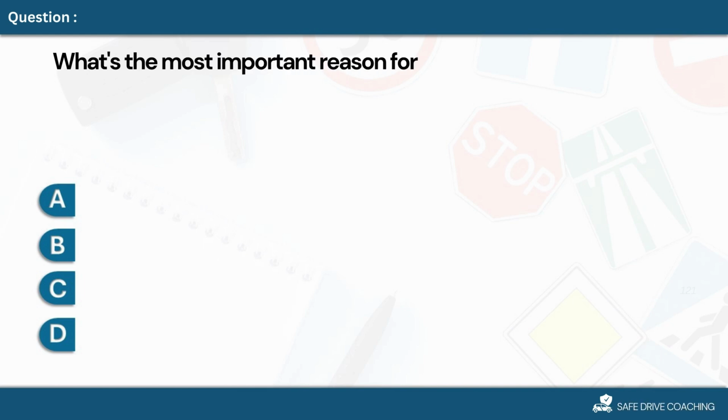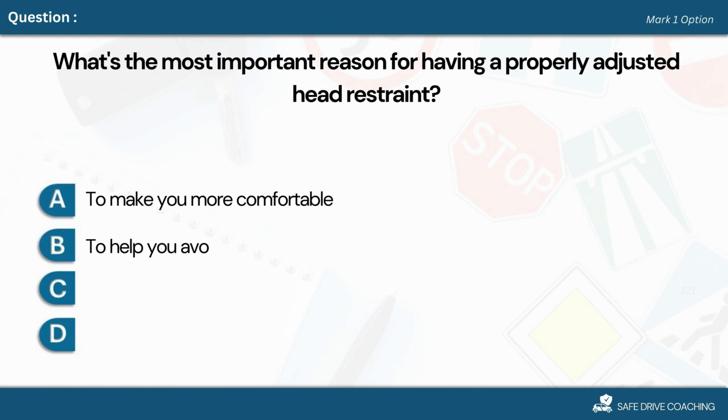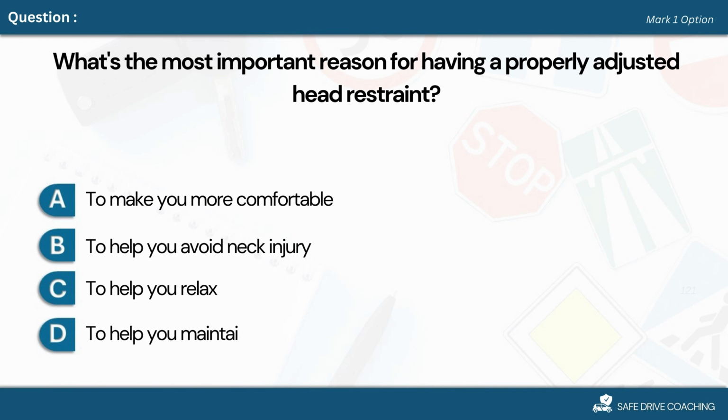What's the most important reason for having a properly adjusted head restraint? A. To make you more comfortable. B. To help you avoid neck injury. C. To help you relax. D. To help you maintain your driving position. The correct answer is B. To help you avoid neck injury.